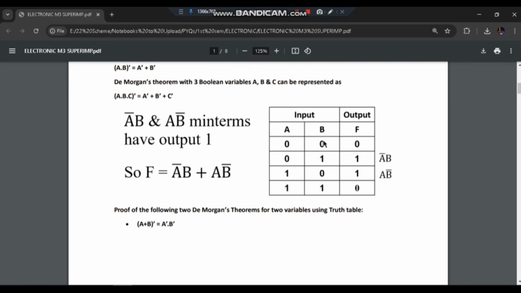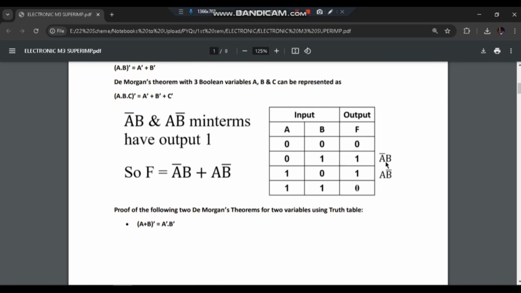If a and b both are 0, output is 0. If a and b is 0 and 1, the output is 1. If it is 1 and 0, it will be 1, and if it is 1 and 1, it will be 0. Okay, so a bar b and a b bar, these minterms have the output 1. In these two cases the output is equal to 1.